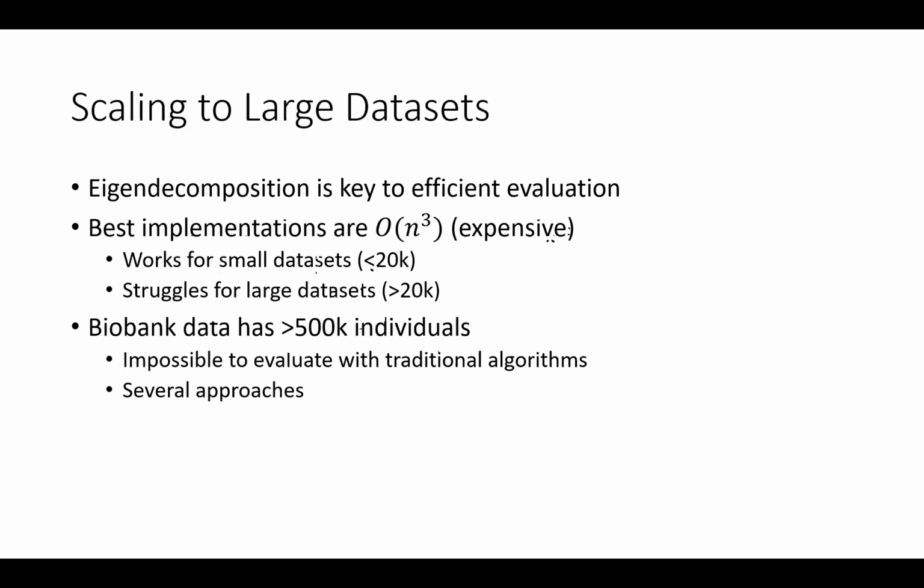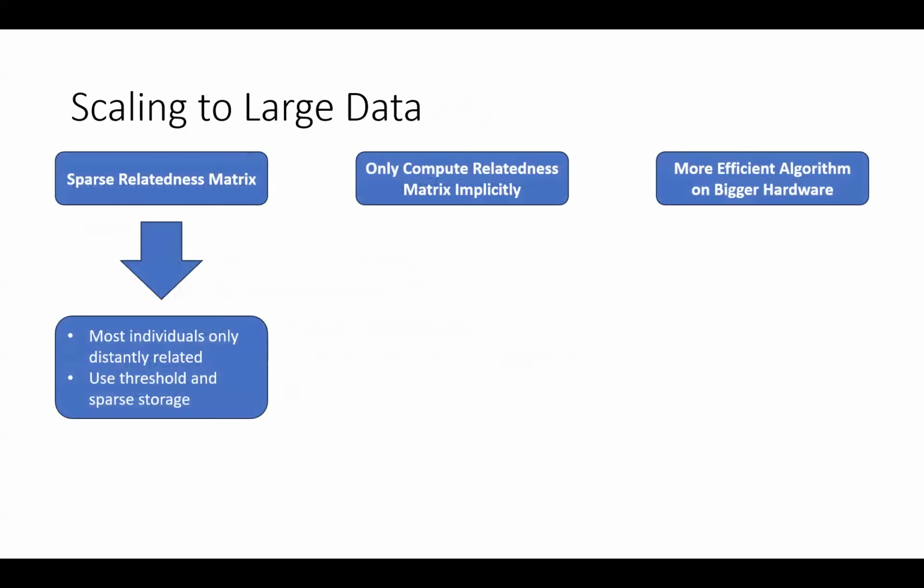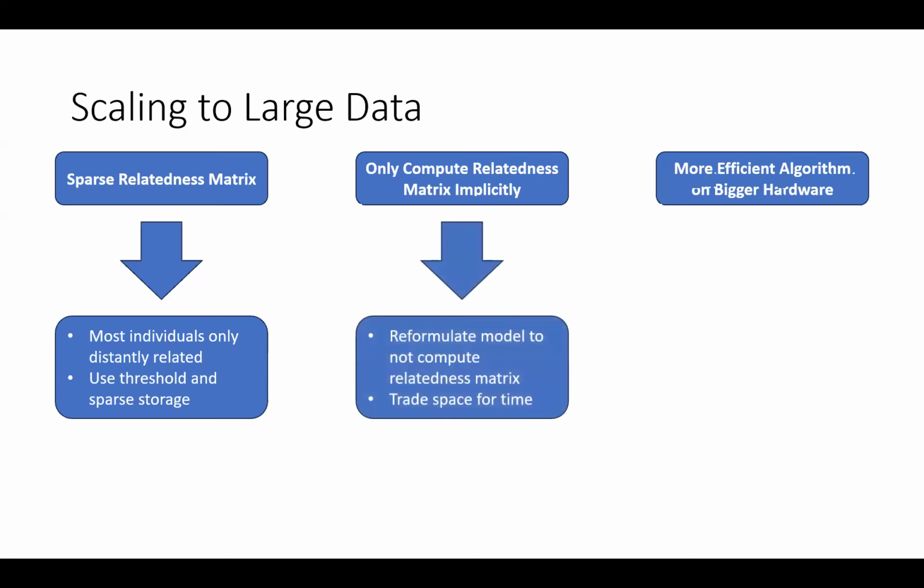There are several possible ways people have tried to tackle this. One, we could use a sparse relatedness matrix. This takes advantage of the fact that most people are only distantly related and uses a threshold to induce sparsity. Second, we could only compute the relatedness matrix implicitly. There are other methods like REGENIE that do this, that reformulate the model so it doesn't have to actually compute that matrix. It trades space complexity for time complexity. It takes a good amount of time to run.